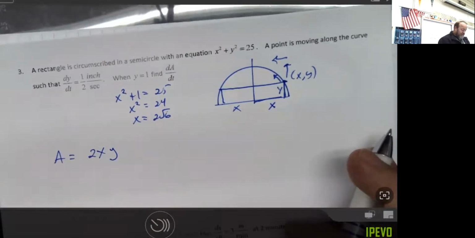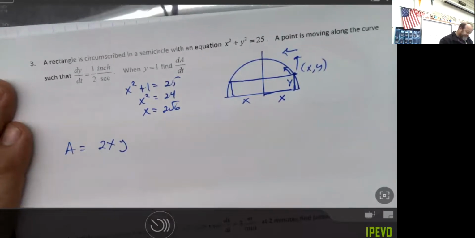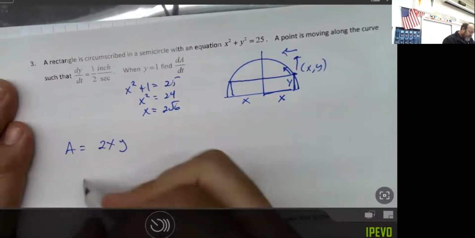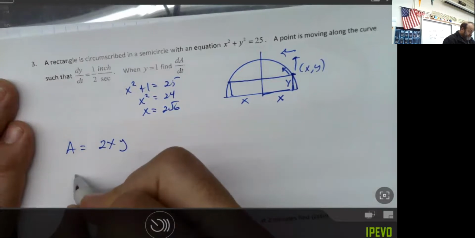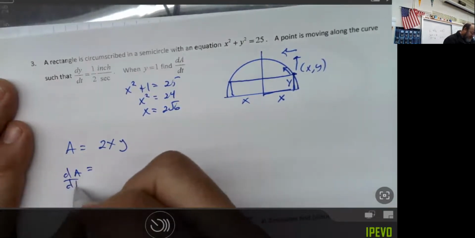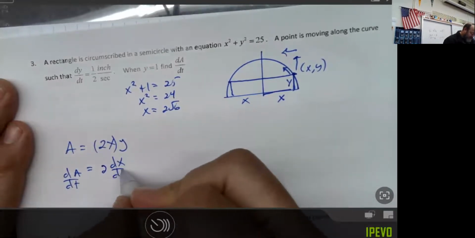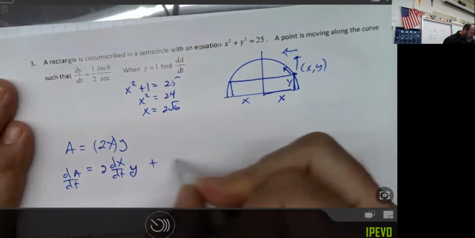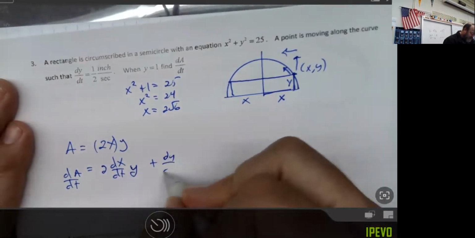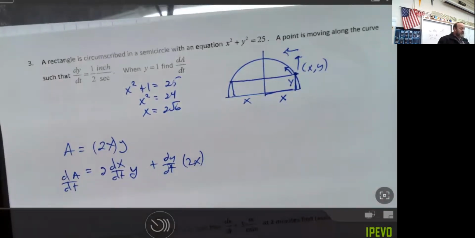We've got a little bit of information then. And so what we can say then is that dA/dt equals the derivative of the first, which should be 2 dx/dt times y, plus dy/dt times 2x. Okay, so do we have some good information right now?